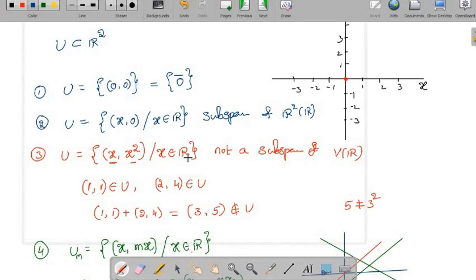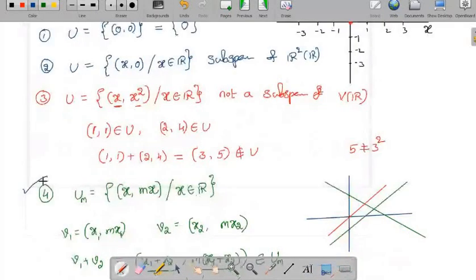Okay, that must be a line passing through origin. And the fourth example gives you all subspaces of R2. Okay, so this is a beautiful example.